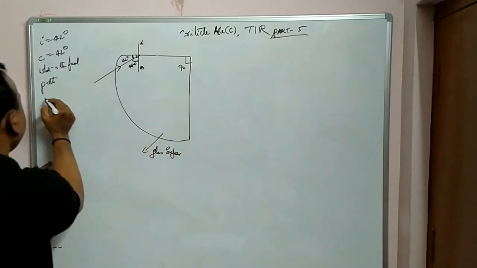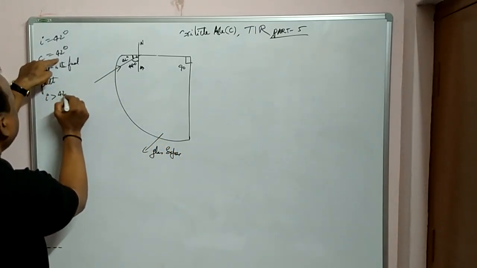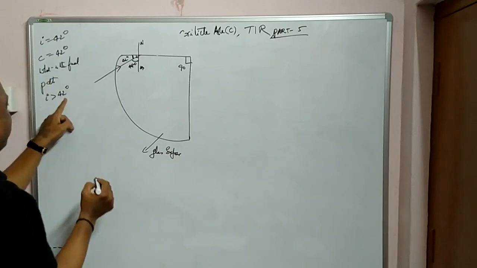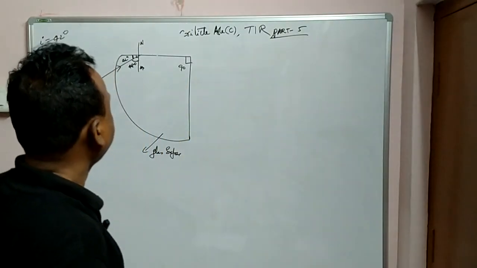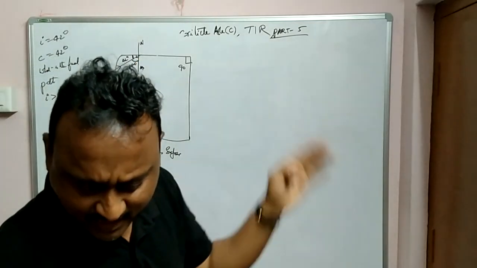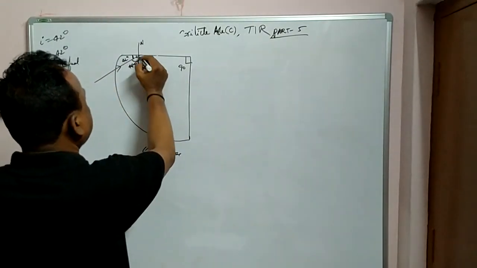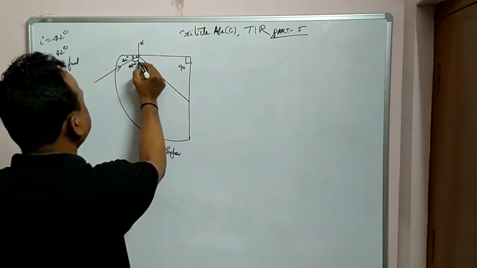Now check. I is greater than 42. Angle of incidence is greater than 42. So what happens? It reflects. Okay, so it will be reflecting. You can see the light will again reflect, according to our principle.